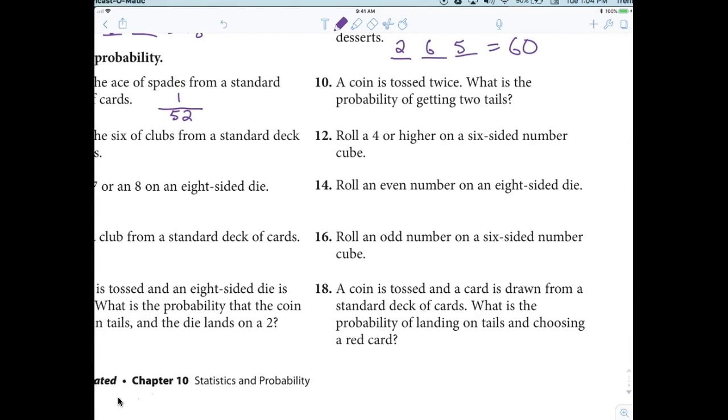It says a coin is tossed twice. What's the probability of getting 2 tails? I got 1/2. 2 out of 4. 1/2.